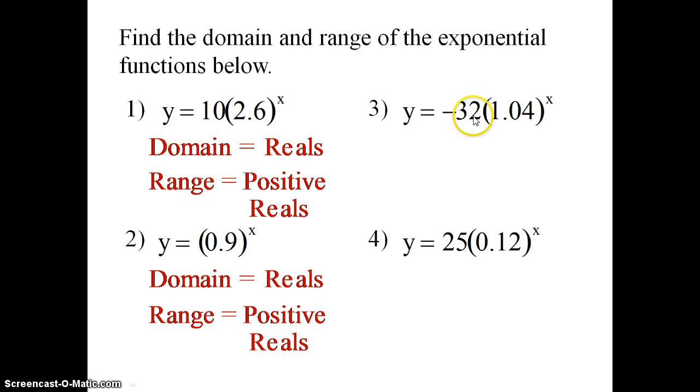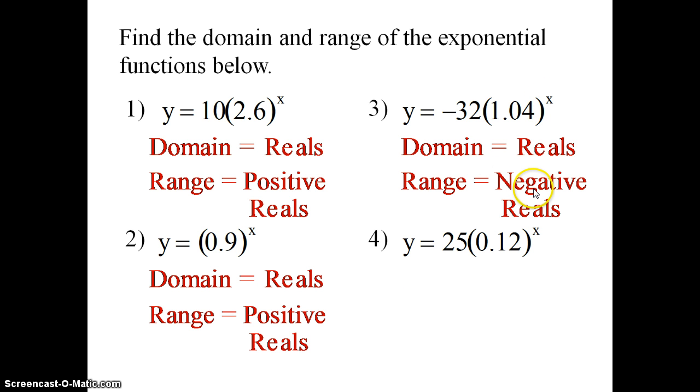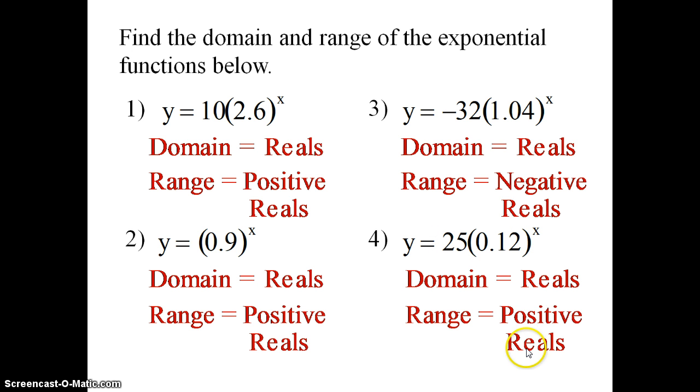Number 3, this -32 just means it's crossing the y-axis at -32, but it's still growing, not very fast, at a rate of 1.04. So again, I can put in any real number for x for the domain, but what's going to come out are negative real numbers. And number 4, I can put in any real number for x, but I'm only going to get positive real. So if you have a negative starting amount, your range is going to be a negative answer.